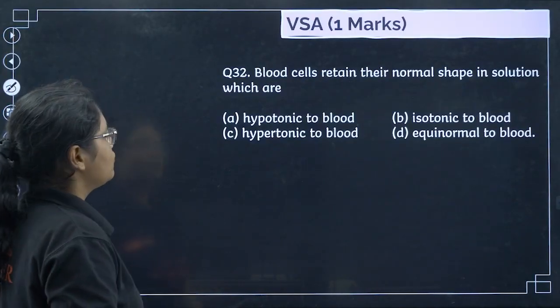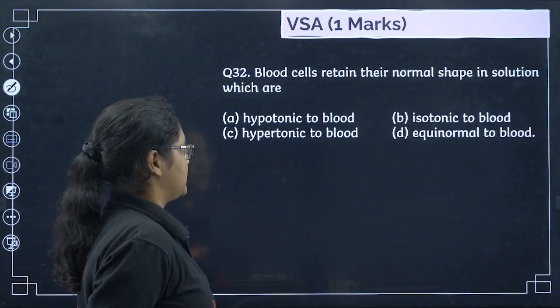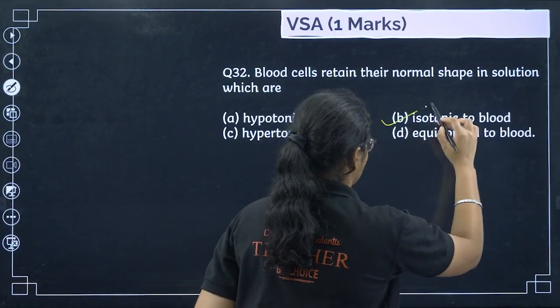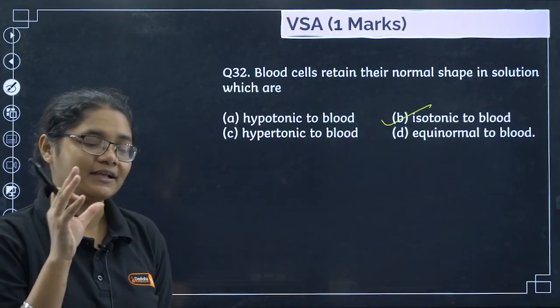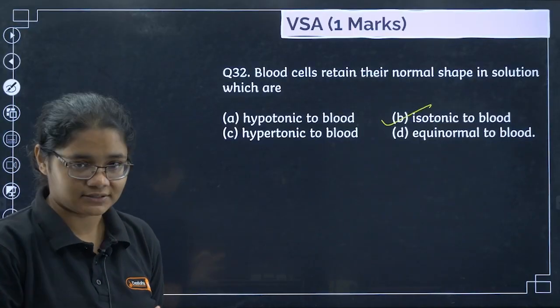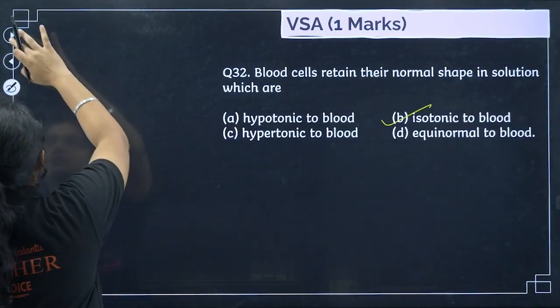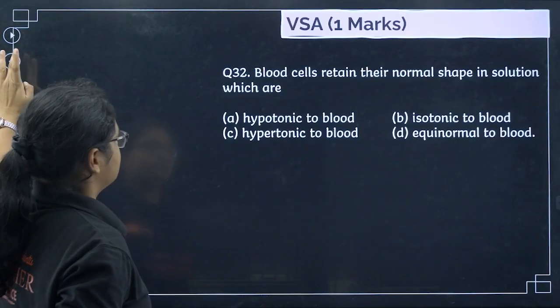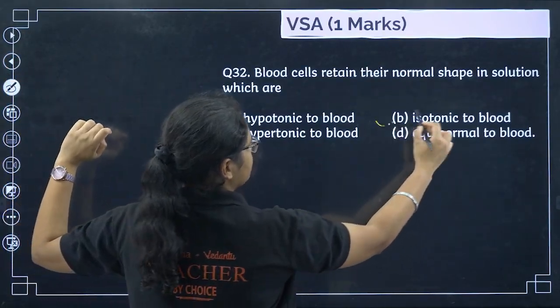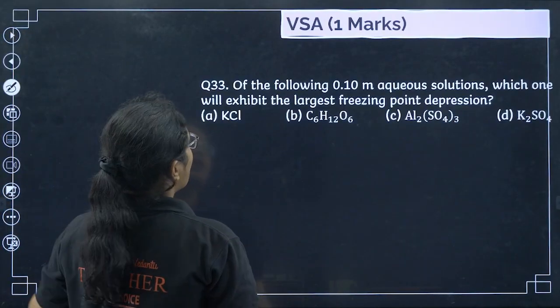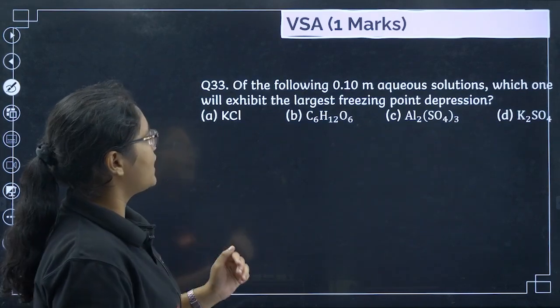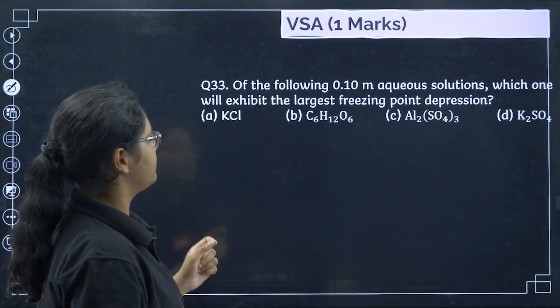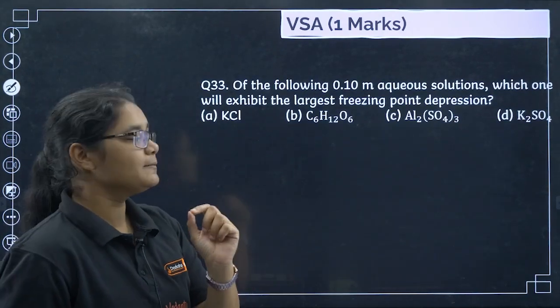Next, moving to 32, blood cells retain their normal shape in the solution which are isotonic to the blood. Okay, so in case of isotonic solutions, the osmotic pressure is constant, so there will be no shrinkage. Next, one second, isotonic. Okay. Of the following 0.1 m aqueous solution, which one will exhibit the largest freezing point depression?